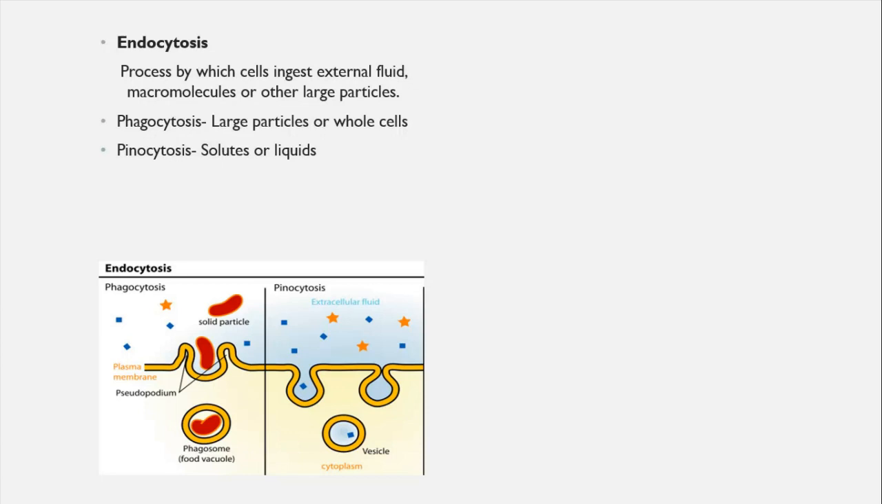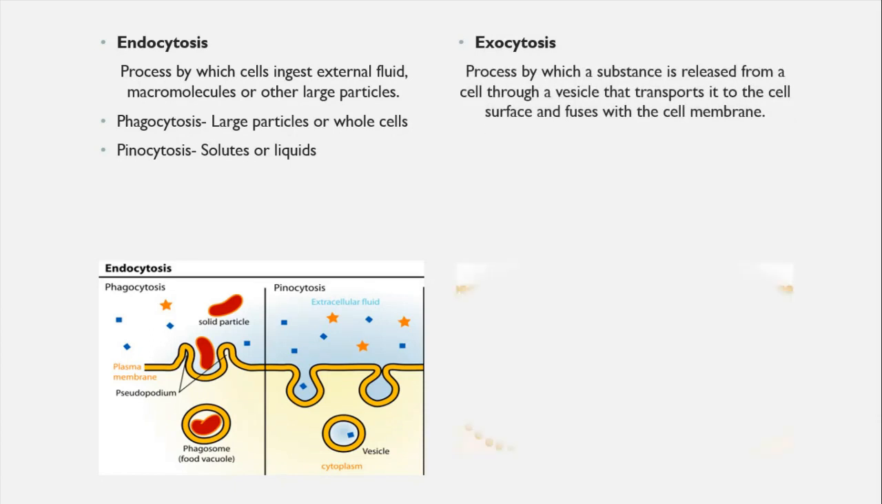We can be more specific on what materials undergo endocytosis. Phagocytosis is where large particles or whole cells are ingested, and pinocytosis is when solutes or fluids are ingested. You can think of phagocytosis as cell eating and pinocytosis as cell drinking.